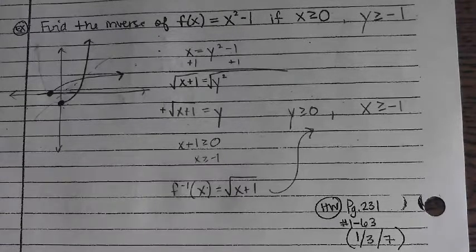So like, in the example, the inverse of x squared minus 1 is the square root of x plus 1. So, for example, anything that's x squared would be the square root of x. And then if it's plus or minus something, it would be the opposite of that. Is that always going to be true?